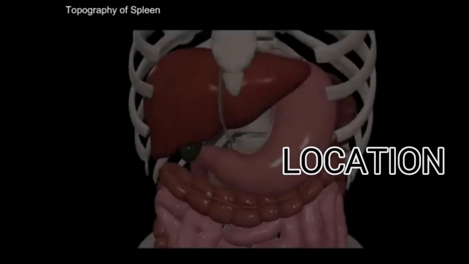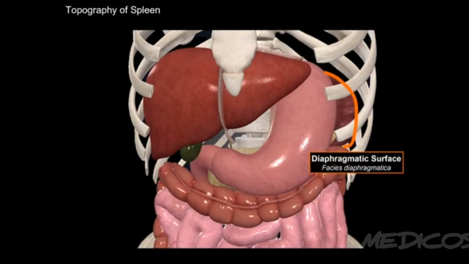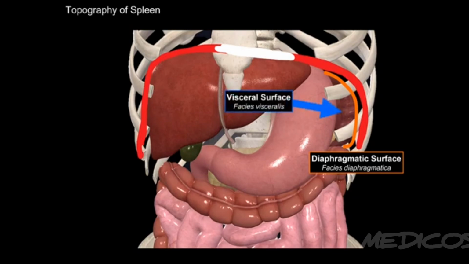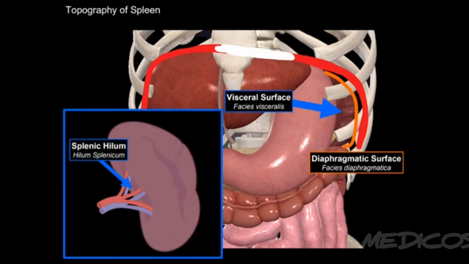The spleen has two surfaces. It has the diaphragmatic surface, which faces the diaphragm here. And it also has the visceral surface, close to the stomach, the pancreas, and even the left kidney and the transverse colon. On the visceral surface, you will find an important structure called the splenic hilum, which is the entrance and the exit of blood vessels and nerves.